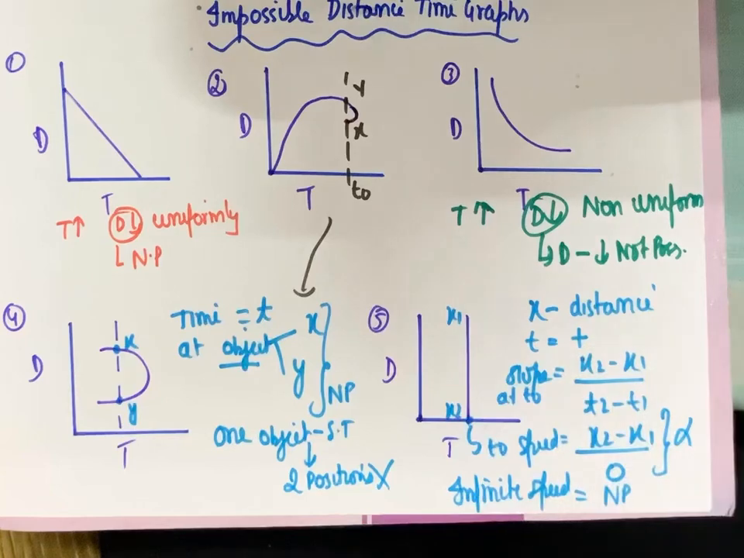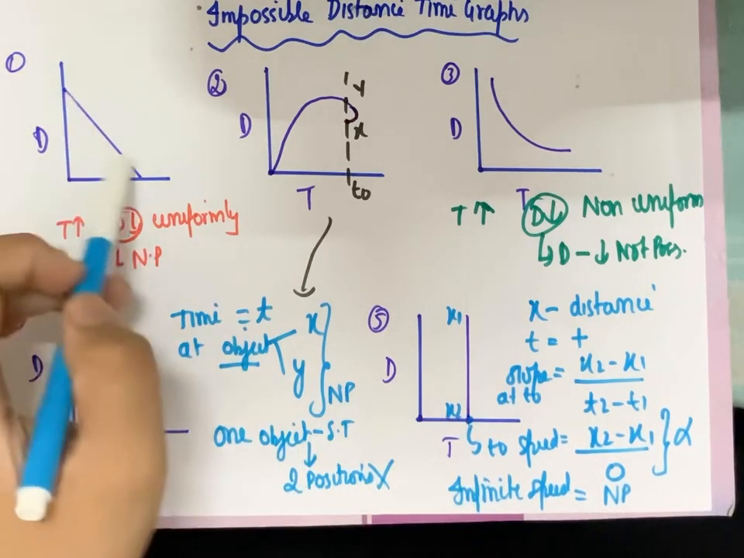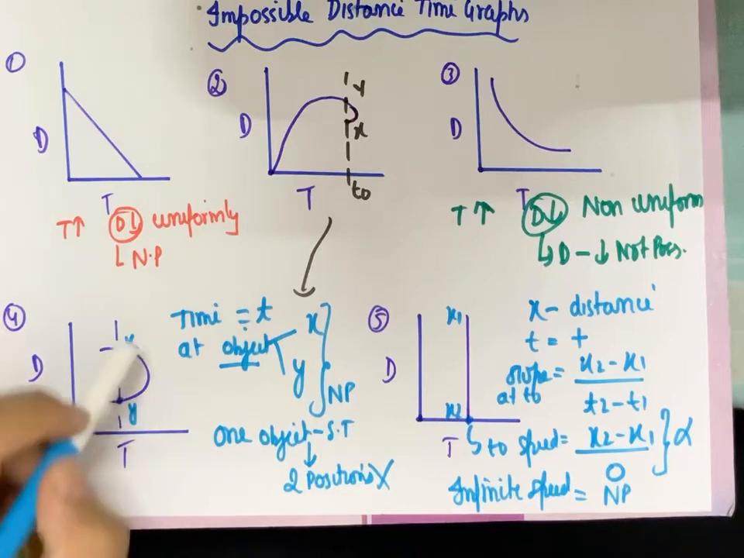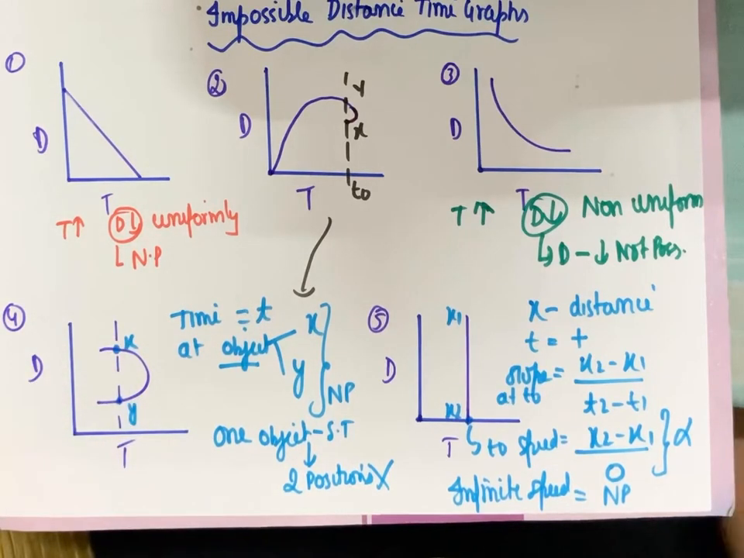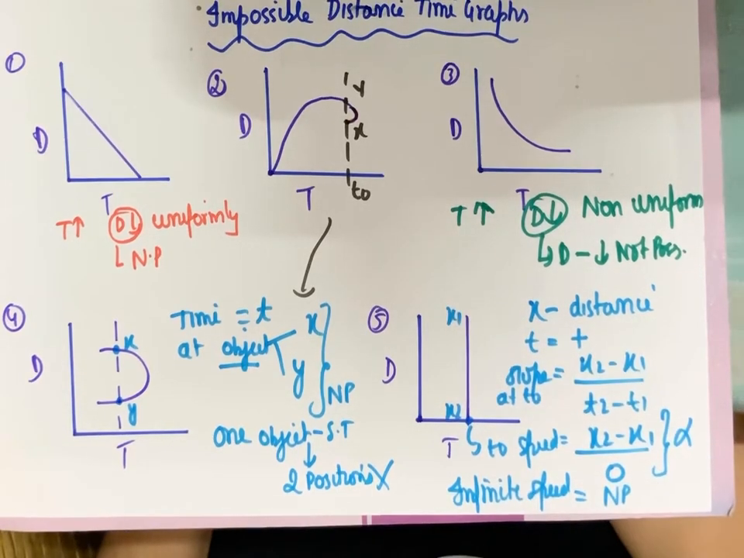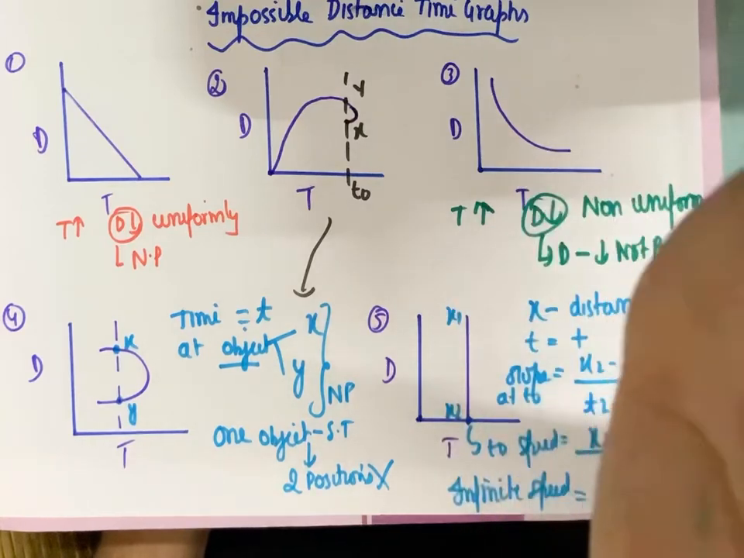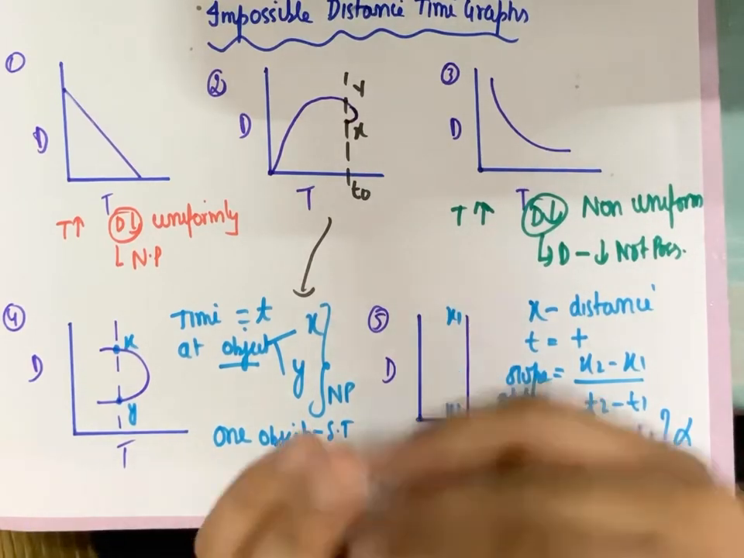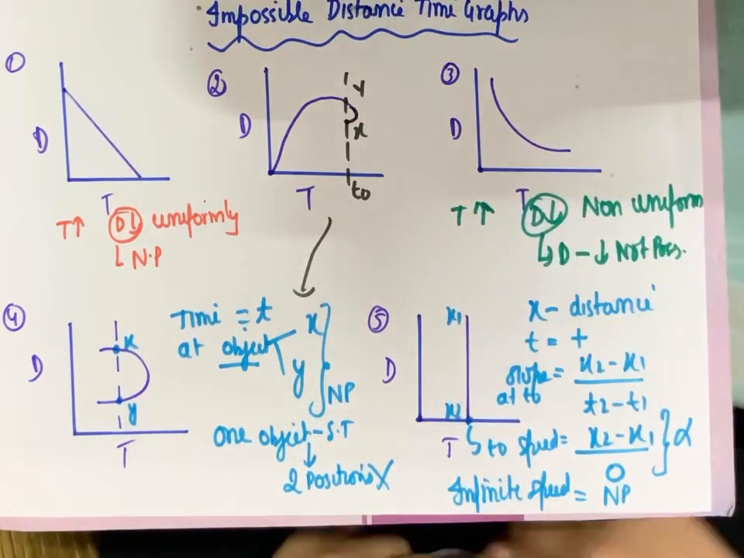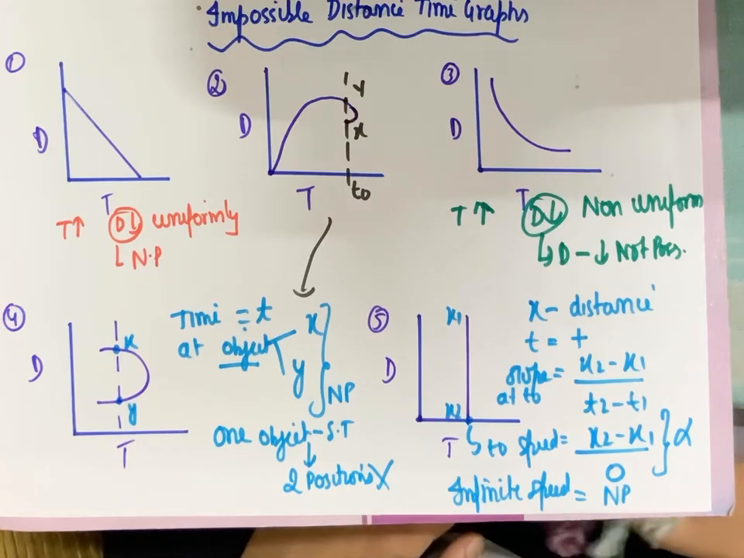So just try to identify, look for these 3 conditions. Number 1, distance can never decrease, uniformly also, non-uniformly also. Number 2, an object at a particular time cannot be at 2 positions. Object is 1, it will be present in 1 position only. And number 3, speed can never be infinite. Okay, distance time graph cannot have a vertical slope like this. It cannot just rise like this because speed cannot be infinite.